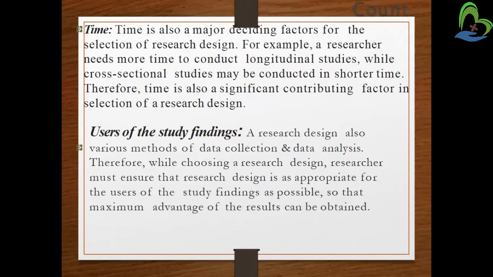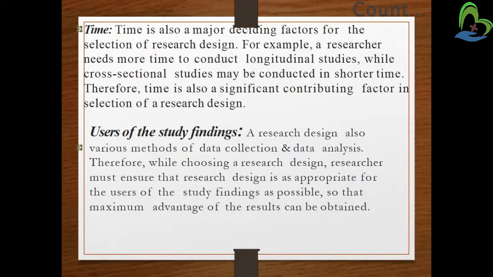Of course, time. It should not be confined to myself. It should not be confined to a researcher, but also to the person who is the participant. Okay, both of them. So let's see that time is also the major deciding factor. For example, research needs more time if it is a longitudinal study, while cross-sectional studies may be conducted in a short period of time. So time is a significant contributing factor. We have to see both the researcher's and the participant's time.